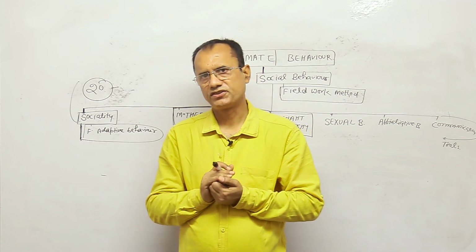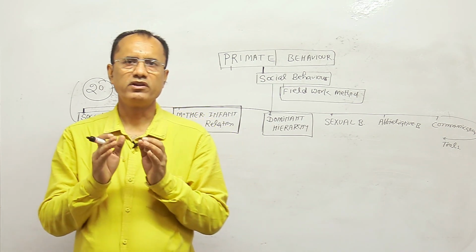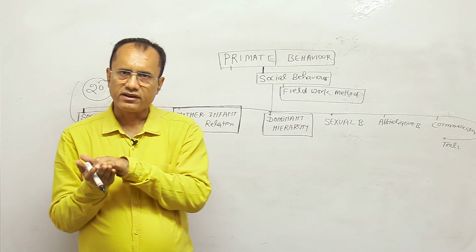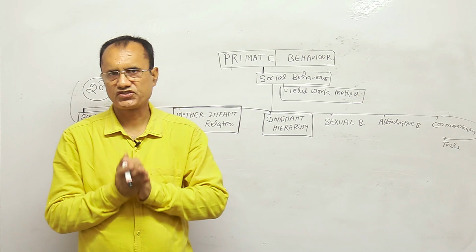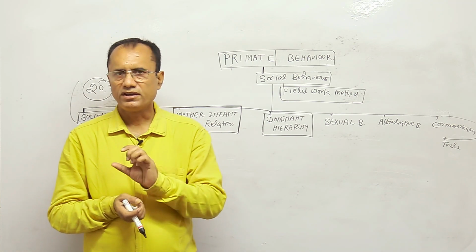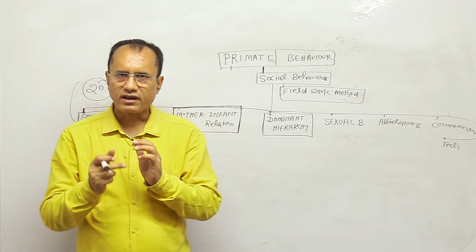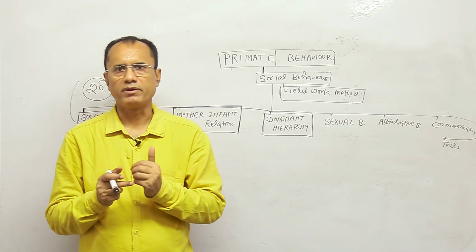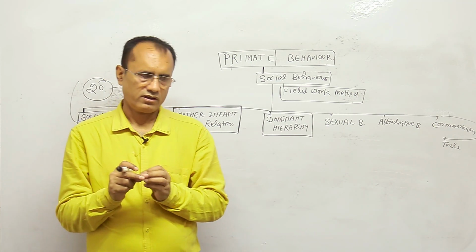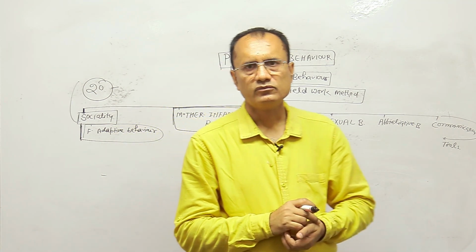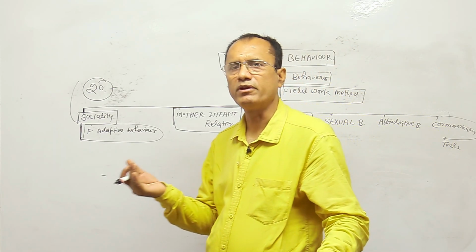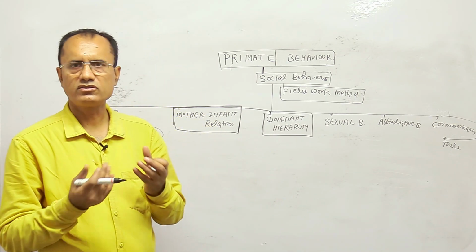Jane Goodall found that if a dominance hierarchy is established in a group, then that reduces struggle among the members. But once that hierarchy is broken, it creates violence among the members, and therefore the dominance hierarchy plays a very important role in controlling the behavior of members in non-human primates also.